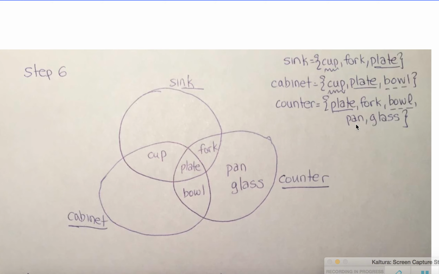We have the pan. The pan is only in the counter set, so we put it here. And the same for the glass. Okay, and the cabinet is also complete because it contains 3 items, and here they are. Okay, and the intersection is also visible here. So this is how you complete a Venn diagram with 3 sets.